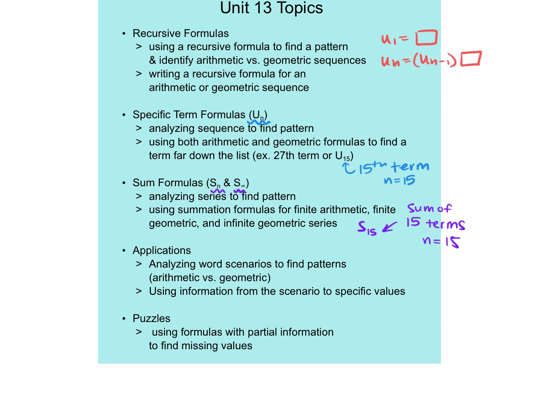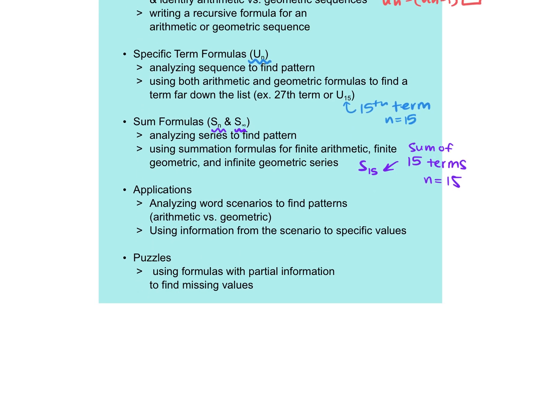Hey, and the last one is puzzles. So using our formulas with partial information to find missing values. This might look something like the sum of an arithmetic scenario is 250. And we know that there are 28 terms, and we know that the first term is 10. We want to know what's the common difference. All right, that could be an example of this puzzle where we have some information, but it's not complete. We need to find the missing information.